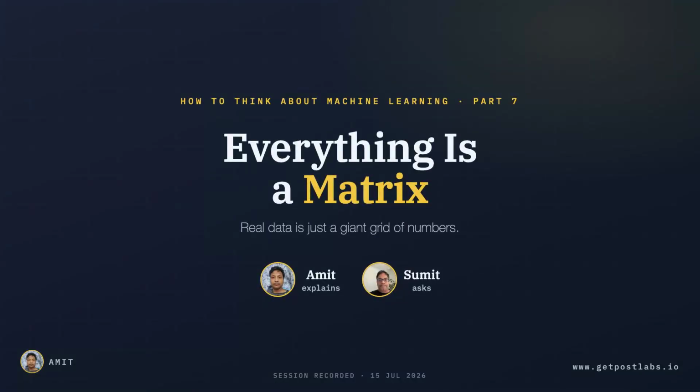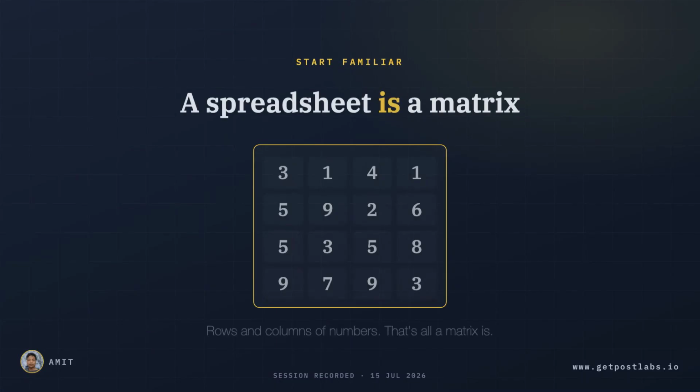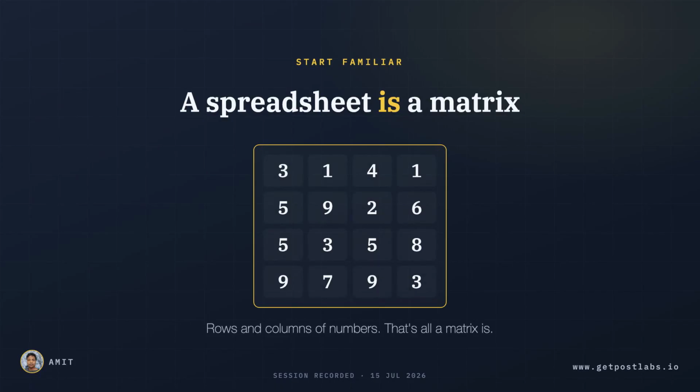Our house example was one number in, one number out, but real data is huge. Inside a computer, all of it becomes one thing, a grid of numbers, and a grid of numbers has a name, a matrix. Start with something familiar. Open any business spreadsheet, rows and columns of numbers. That is already a matrix. Your Excel sheet is a matrix.